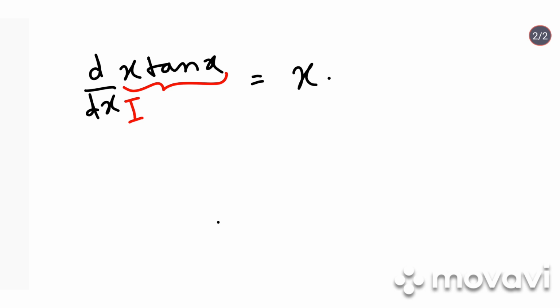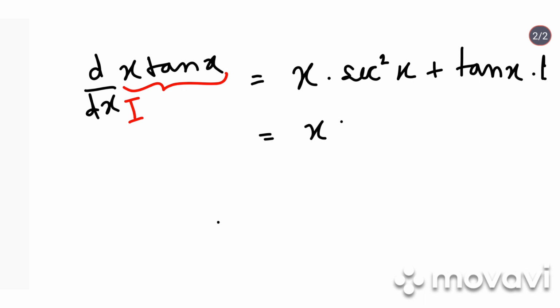x is kept as it is, then differentiate the second function. Differentiation of tan x will be sec square x, plus tan x will be kept as constant, and differentiate x with respect to x, it will be 1. So d by dx, and the differentiation of 1 will be 0. So I am not writing it. It is obvious that differentiation of a constant is 0.